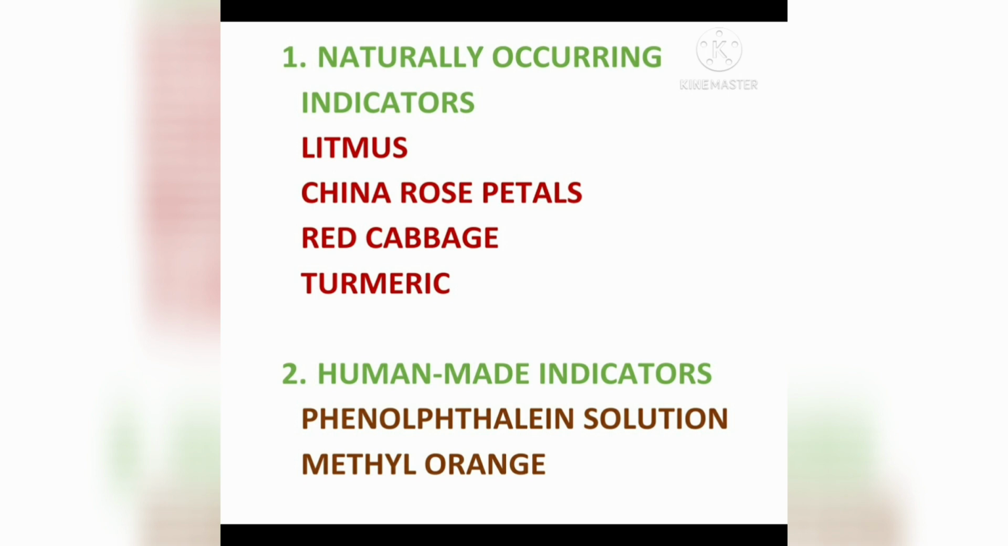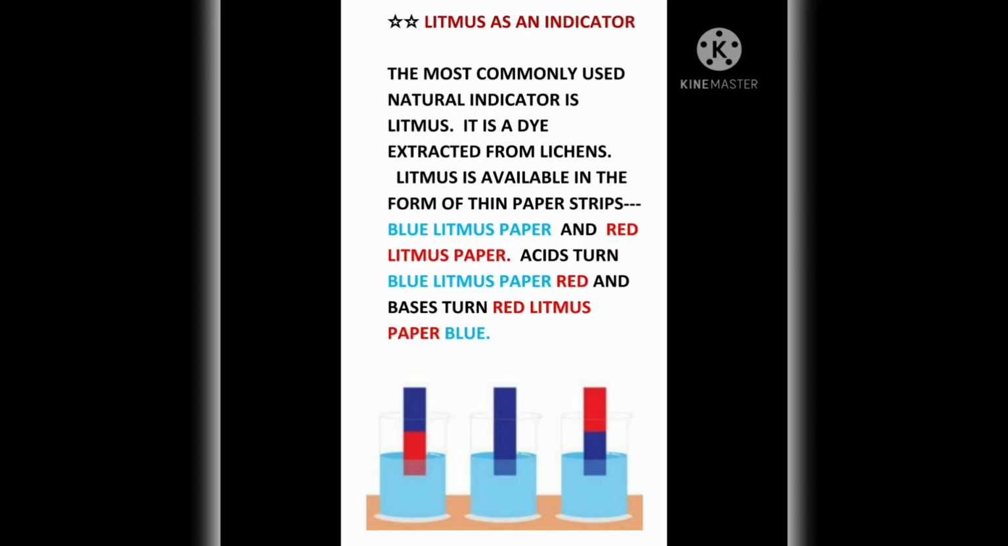Indicators are of two types. Number 1, naturally occurring indicators like litmus, China rose petals, red cabbage, turmeric, and number 2, human-made indicators like phenolphthalein solution and methyl orange. Litmus as an indicator. The most commonly used natural indicator is litmus.